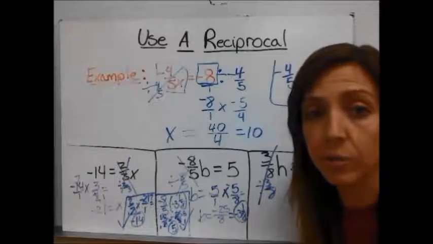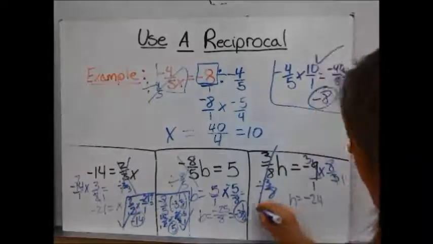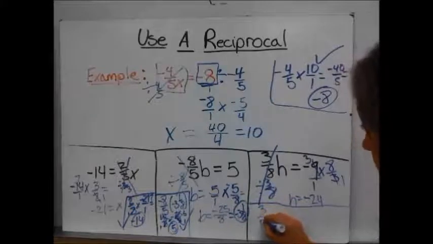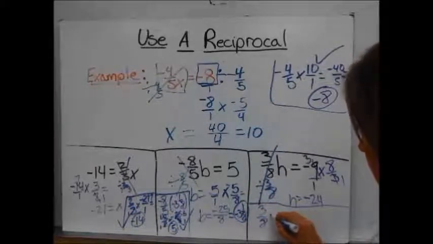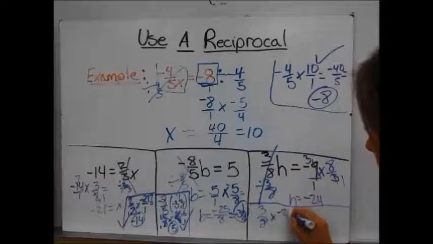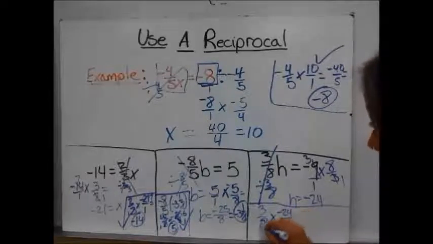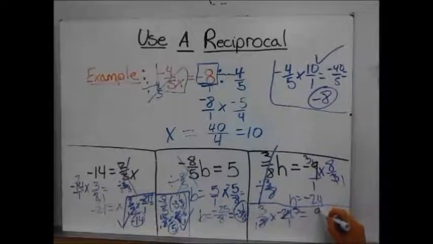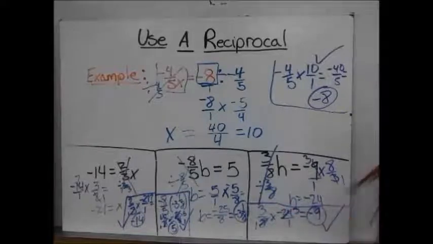So I'm going to plug in negative 24 for h. 3/8, I'll do it down here, 3/8 times a negative 24. I can simplify this. 8 goes into 8 once. 8 goes into 24 3 times. 3 times 3 is 9. And a negative times a positive is a negative. And it checks out. It works.